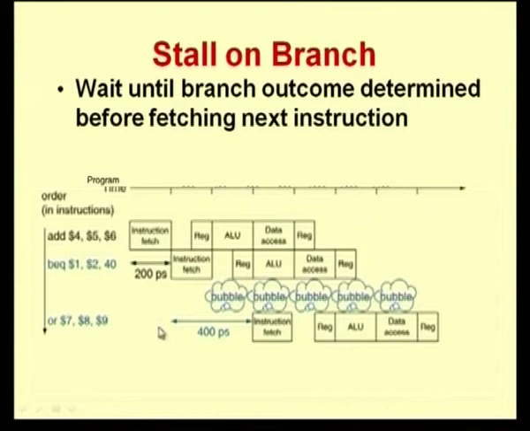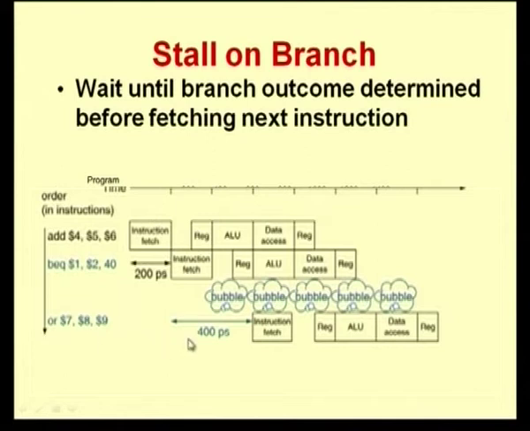Okay, so you can see what is happening here. I have an add instruction, some $4, $5, $6, and then I have a branch equal which is comparing $2 and 40, and then will branch to the correct address, 40. Now I have another OR instruction which is following that. So can this OR instruction start in the next clock cycle?